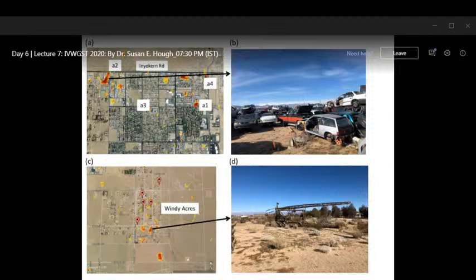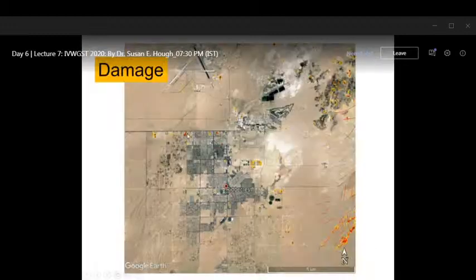Let's see, there are some zones here. These are areas where the map is revealing some damage. It turns out that those are not buildings. Those are places where they had old cars or old machinery, mostly, that were moved around by the earthquake, but not building damage per se.